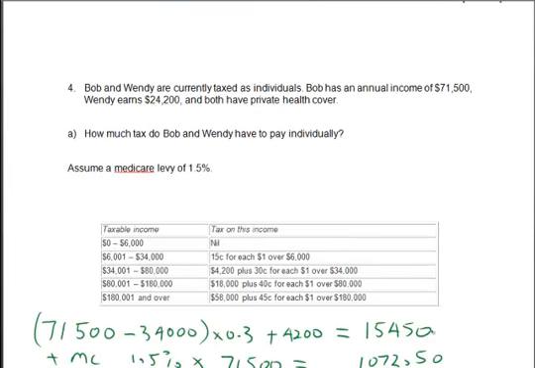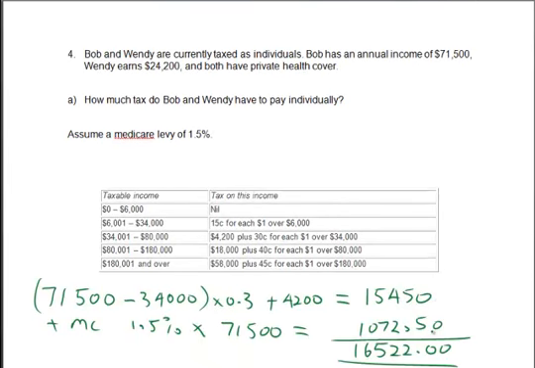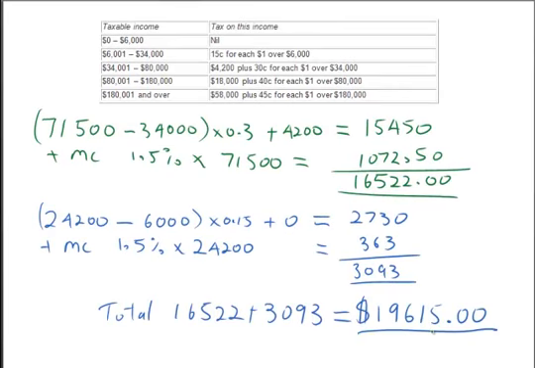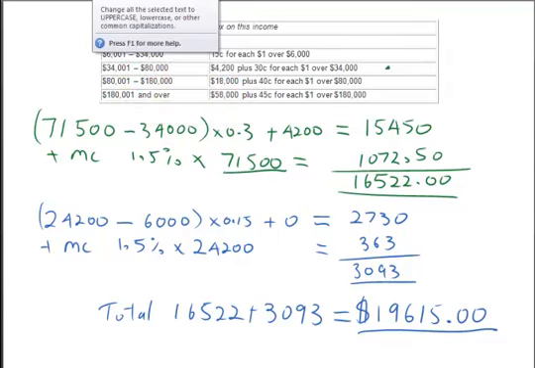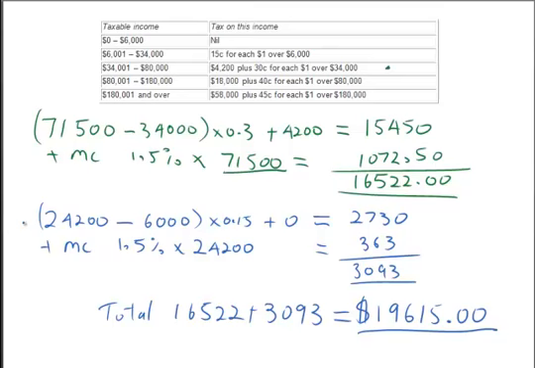A tax question. They're taxed as individuals, so Bob has 71,500 and Wendy is 24,000. So same process for both of them. Bob's in green and Wendy's in blue. So take 71,500 take 34,000 because it's in this tax bracket there, times by 0.3, add 4,200. Then you add a Medicare levy of 1.5% of his taxable income, and he'll have a grand total of 16,522 as in tax.